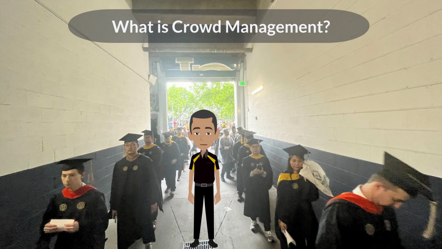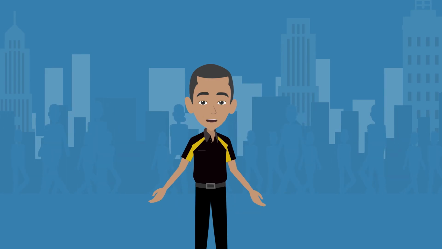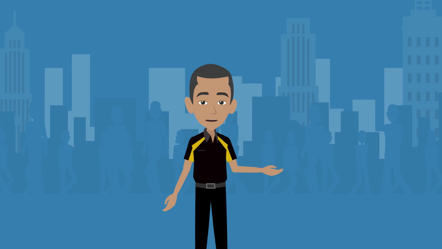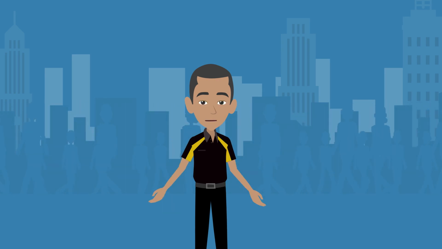So, what is crowd management? Crowd management is the process of planning and monitoring large gatherings of people. The goal is to create a safe and secure environment while maintaining a minimum level of space to avoid panic and rapid crowd movements.